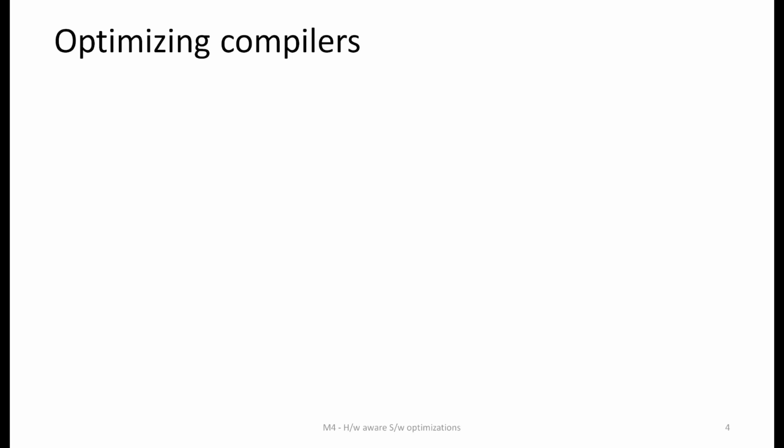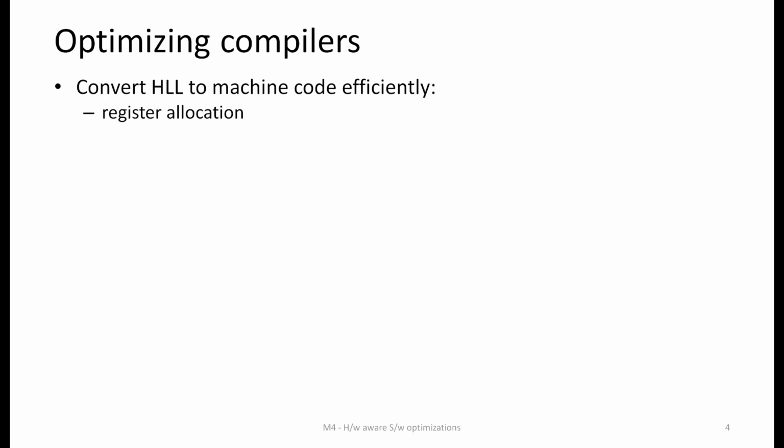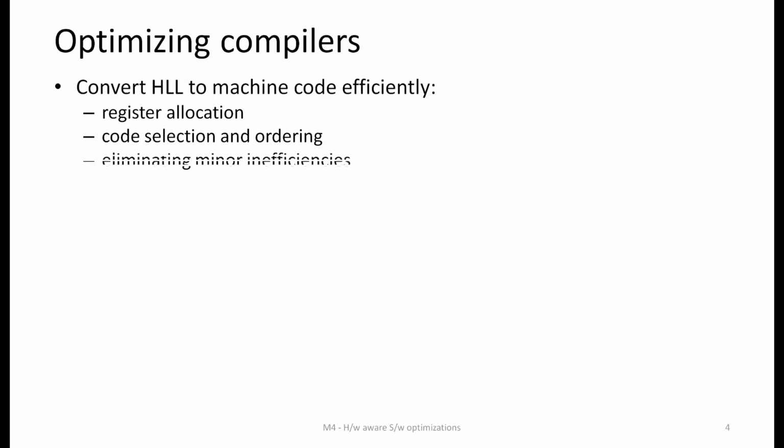A quick view of some of the capabilities and limitations of the optimizing compilers that we have currently. These compilers convert the high level language code to machine code very efficiently. That means they are very good with register allocation and data reuse, mainly to reduce register spilling. They are pretty good with code selection and ordering of the eventual instructions. In addition, they can also handle some minor inefficiencies in the code that has been written. You will be exposed to these topics in much more detail in your compilers course.